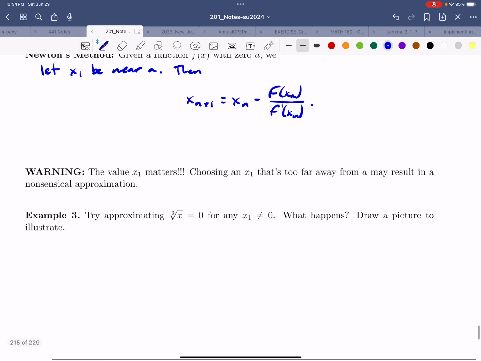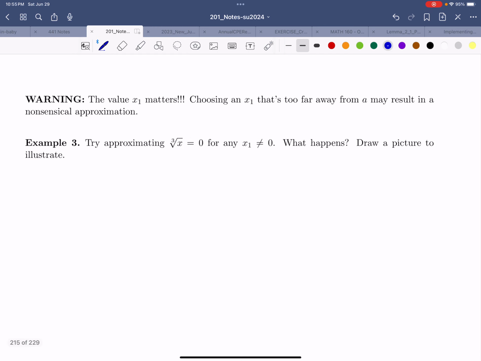Now, I'll just say the value x1 matters. Usually you've got quite a range for what to choose, but choose it close to a. And for technical reasons, if you choose it on the wrong side of the curve, it could give you a weird answer. Here's a funny example. Try approximating this for any x1 not equal to 0. This is a weird one because we know the right answer is x equals 0, but we're going to let f of x equal the cube root of x.